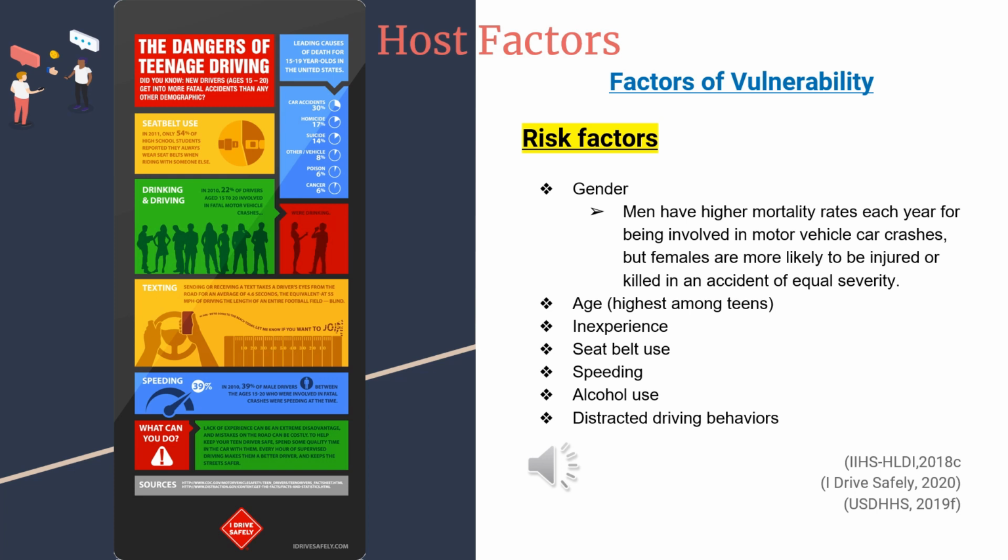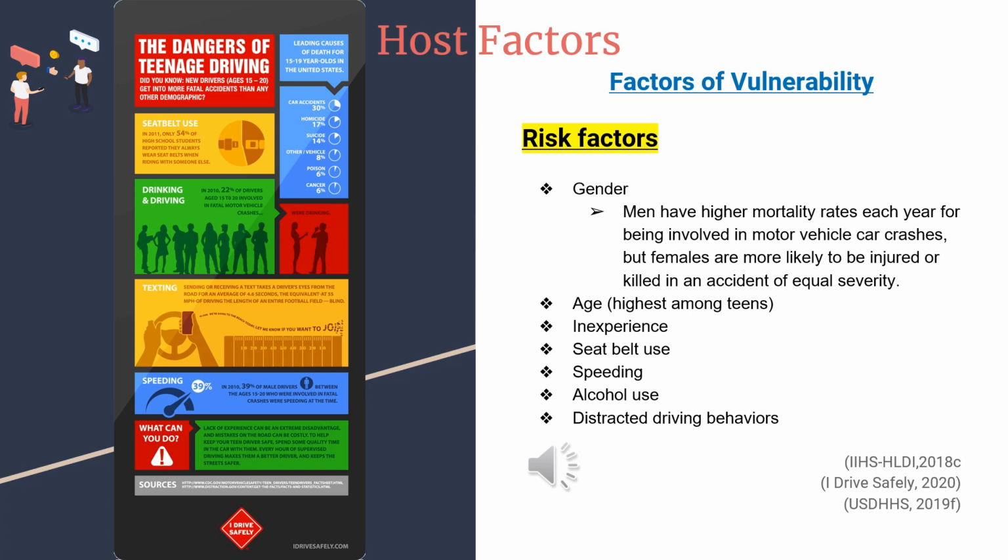So our last epi term I will go over is risk factors. This is a variable that makes it more likely that something undesirable will happen. Examples of risk factors are gender. Research shows that men have higher mortality rates, but females are more likely to be injured or killed in an accident of equal severity. The greatest risk factor is age. It is highest among teens.